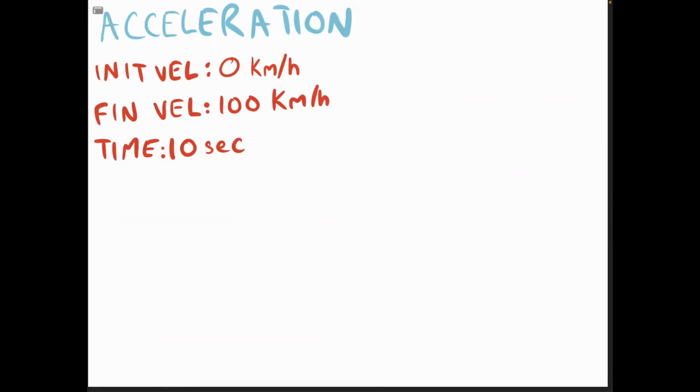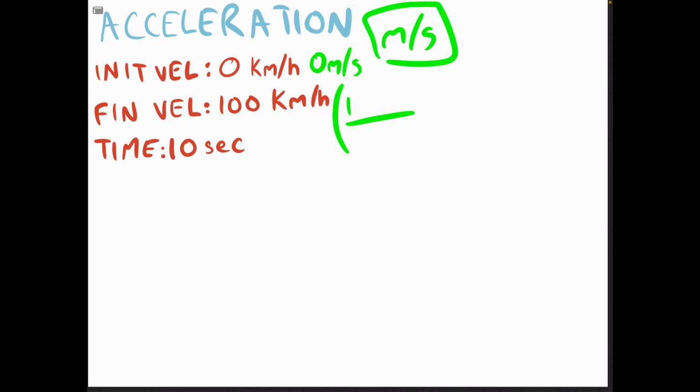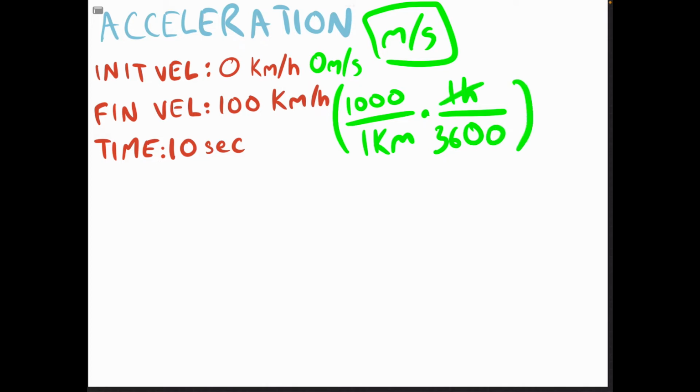The next thing we want to do here is convert all of these into meters per second. So we know the initial velocity stays 0 meters per second because 0 is 0, it will not change. And then here we know 1,000 meters equals a kilometer. And we know an hour equals 3,600 seconds. So the hours cancel out, the kilometers cancel out, these two zeros cancel out, and we're left with an answer of 1 over 3.6.